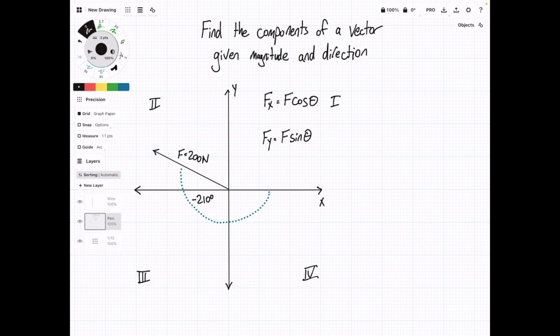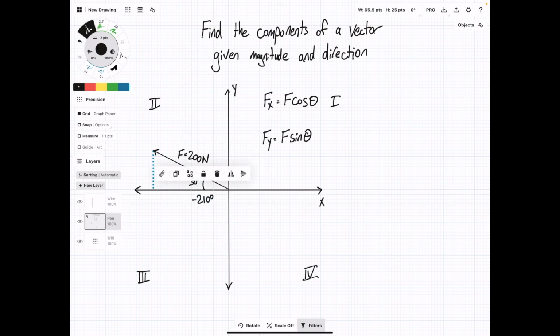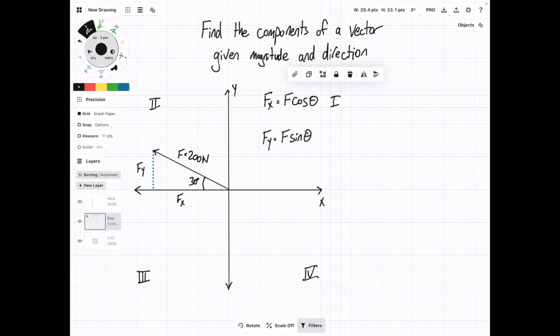Instead, what we can do is look at this as if it was just a single triangle here, and this angle was 30 degrees. So let's do that. Let's actually get rid of this and do that. So now we have force in the second quadrant at 30 degrees above the x-axis. So we have to keep in mind that this is in the negative x direction. So our f of x component is going to be negative at the end, and our f of y is still going to be positive. Now that we've done this, let's just move that out of the way. We can figure out what the x and y components are.